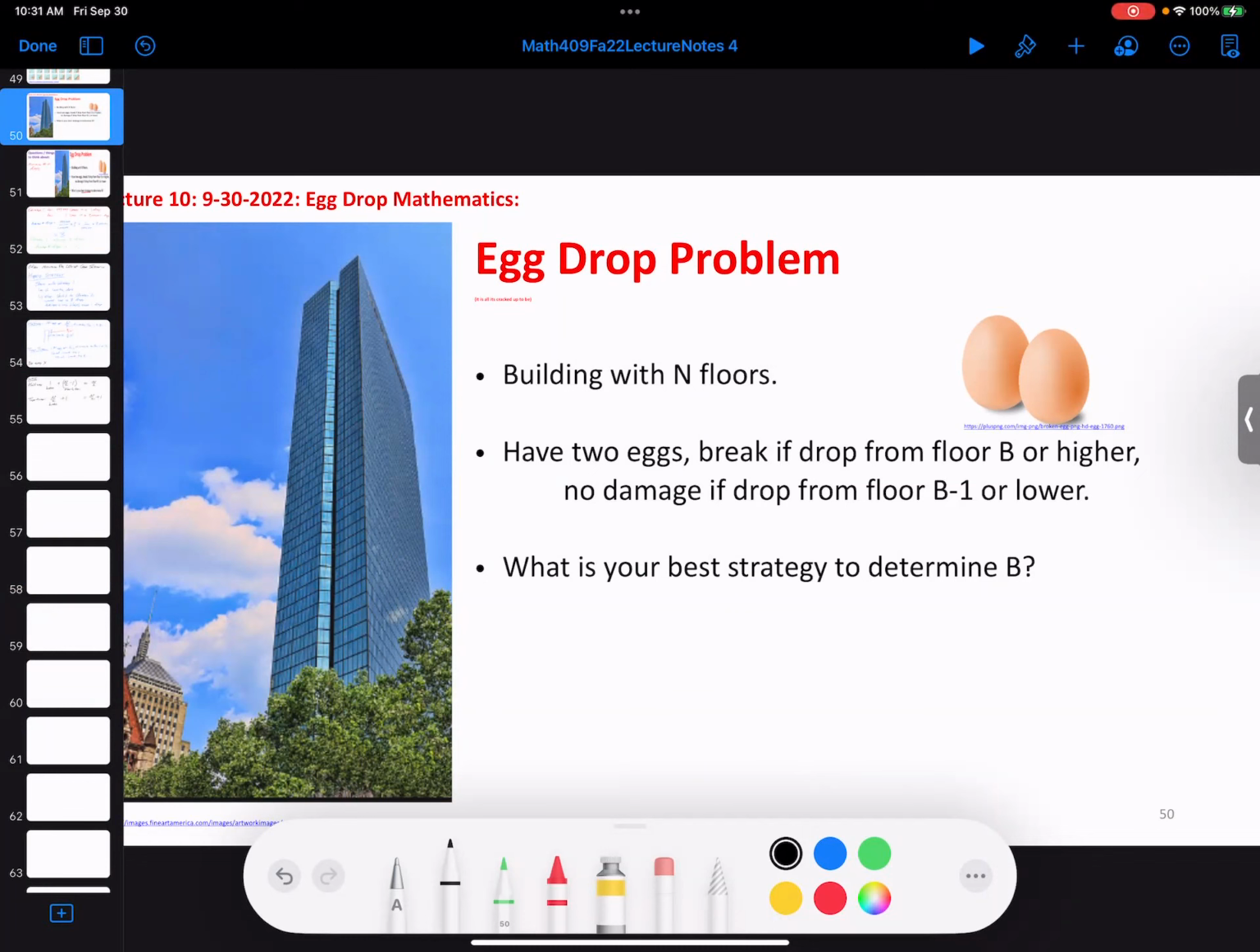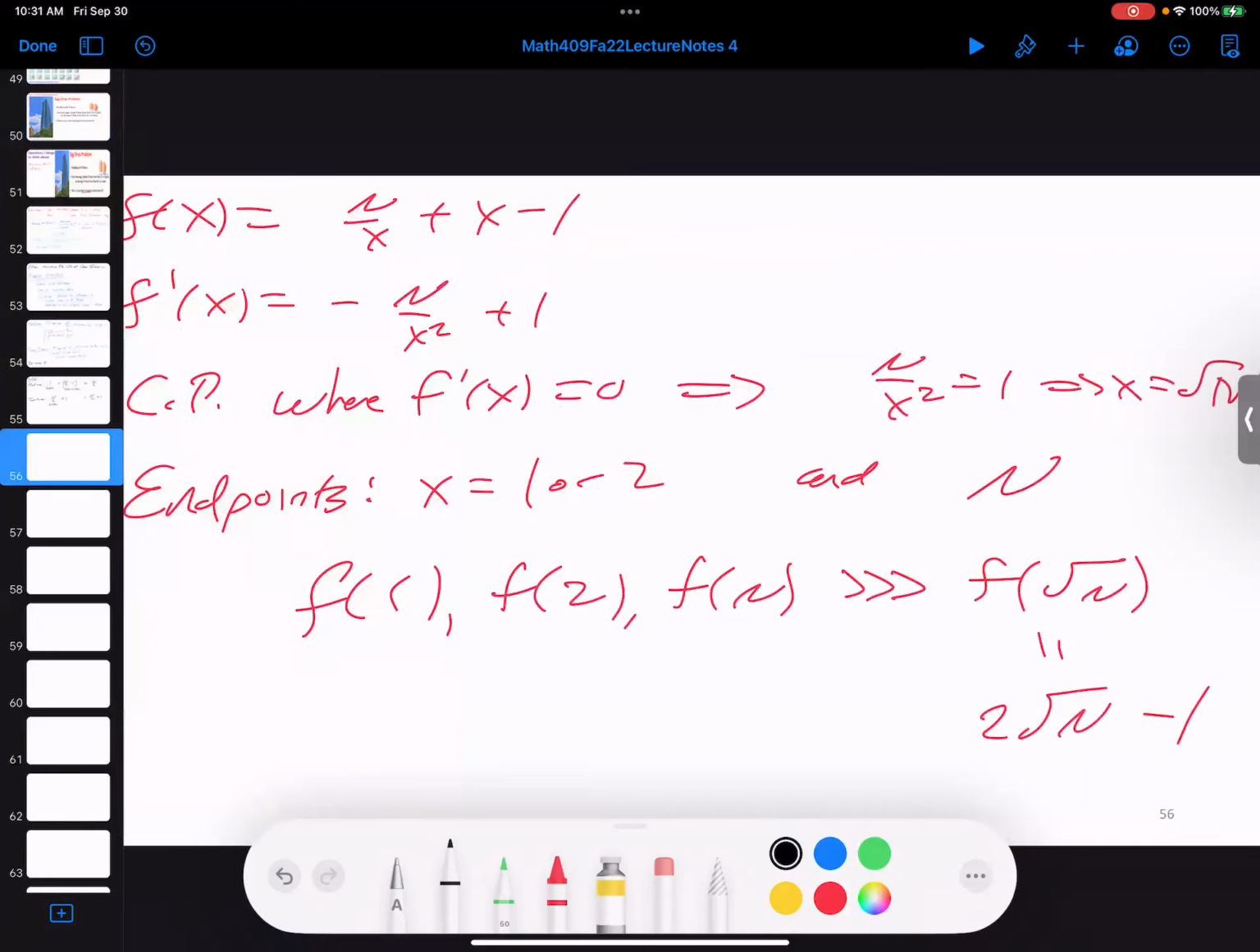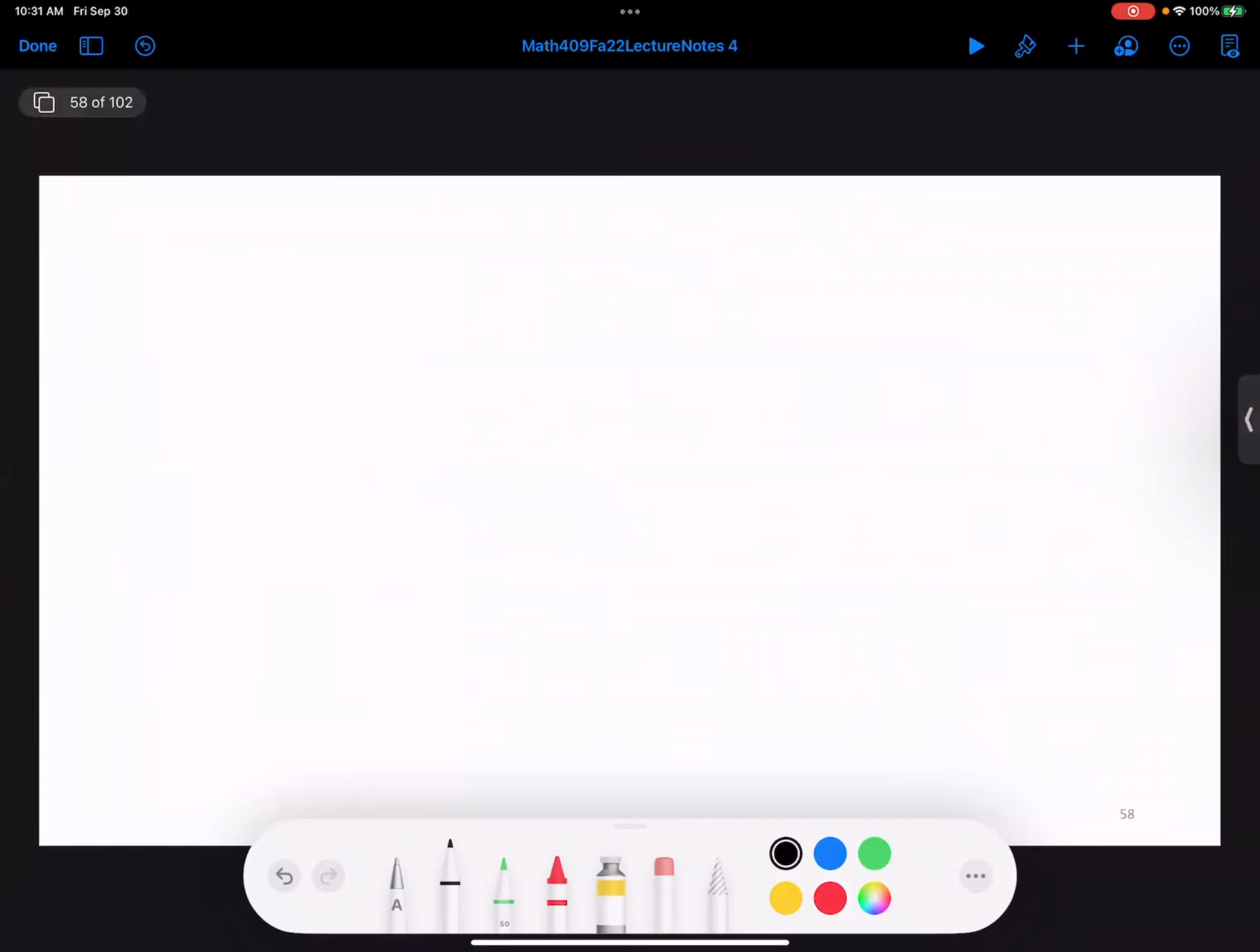You have a lot of eggs. You have some number of eggs. I'd love to say you have E eggs, but in a math class, E has connotations, and I cannot use E for the number of eggs. Okay, so more generally, let's consider K eggs, N floors.